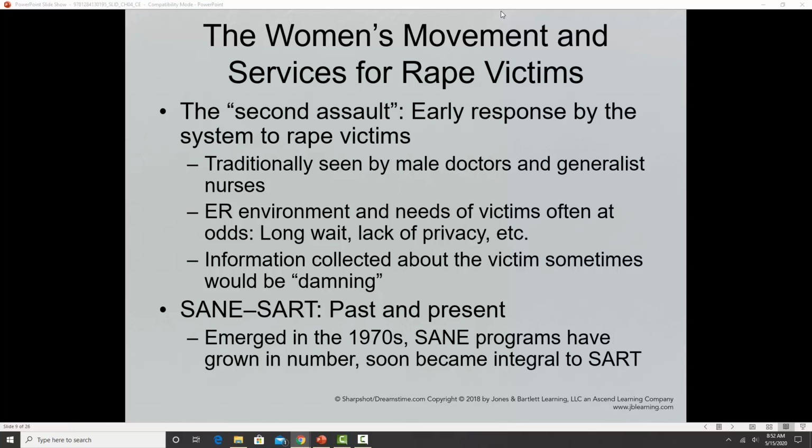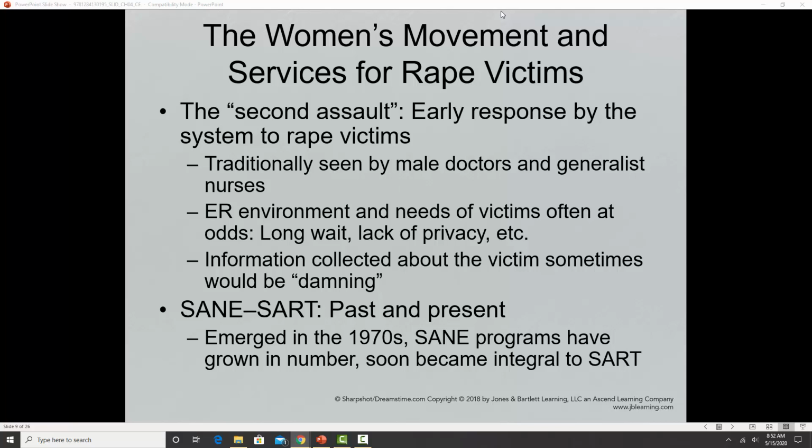So these forensic nurses practice, focus on collecting evidence from patients and understand the trauma that these victims have really gone through. So these programs have been really helpful in aiding patients going through this.